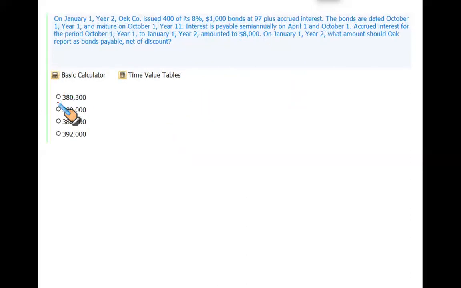This one is good. On January 1st, year 2, our company issued 400 of its 8%, 1,000 bonds at 97. This is the convention we use in the market. 400 bonds, 8% is the coupon, 1,000 is the par value or the face value. Issued at 97 means a $100 bond has been issued at 97. There is a 3% discount. It's a discount bond plus accrued interest.